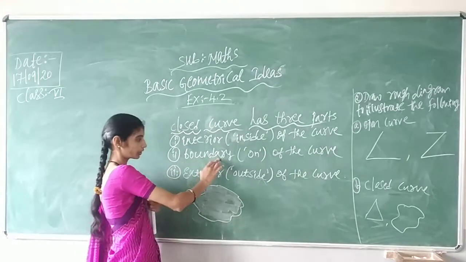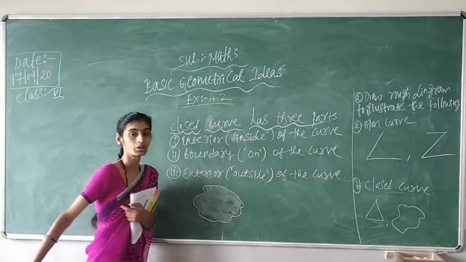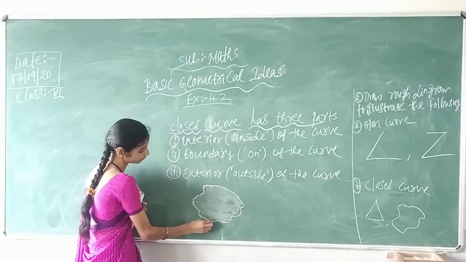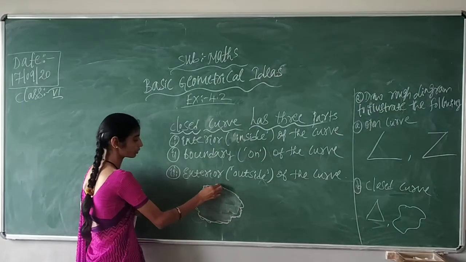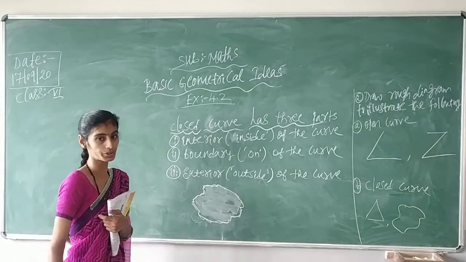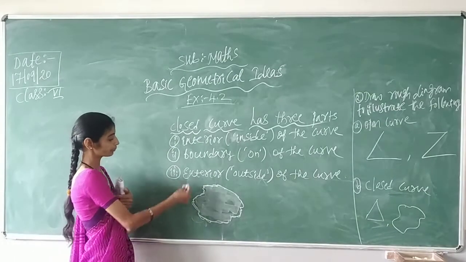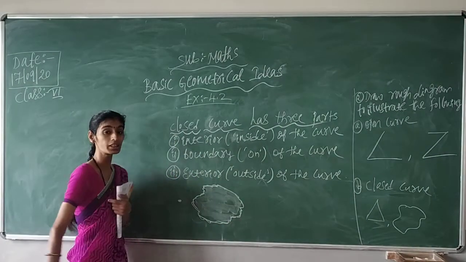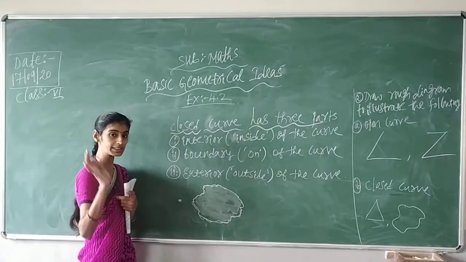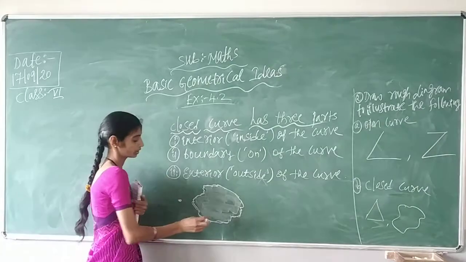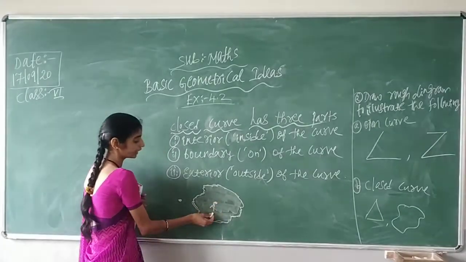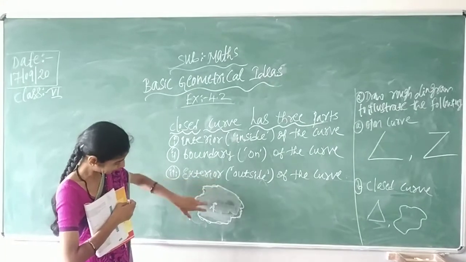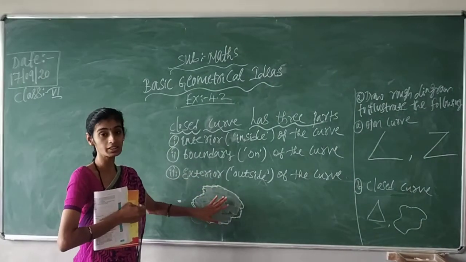Okay. Next, boundary of the curve. Boundary means you all know this line, we call it as a boundary. Yes or no? So this line we call it as a boundary of the curve. Then exterior of the curve means it will be outside the curve. Interior means it will be inside the curve. Suppose A is interior. Why children? Because you all can see A is inside the curve.